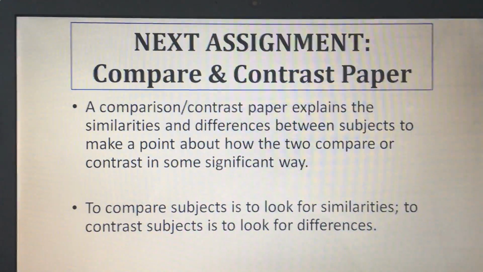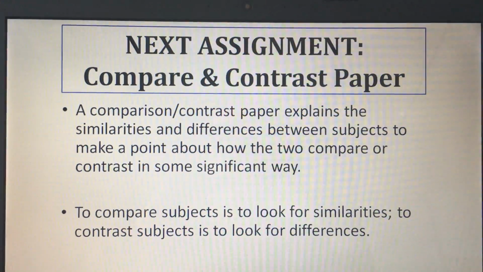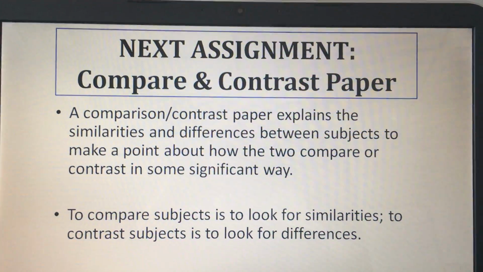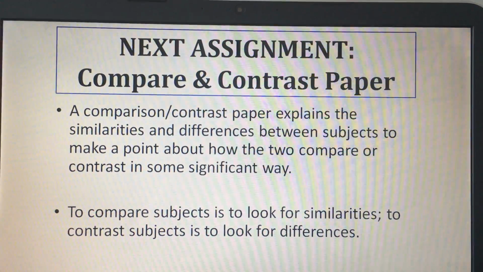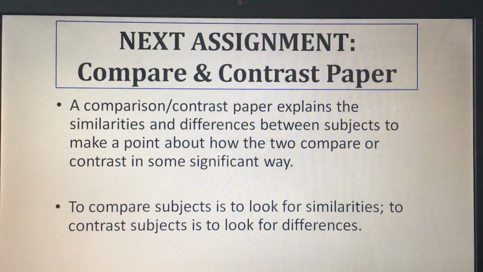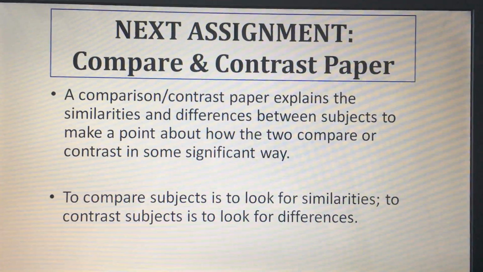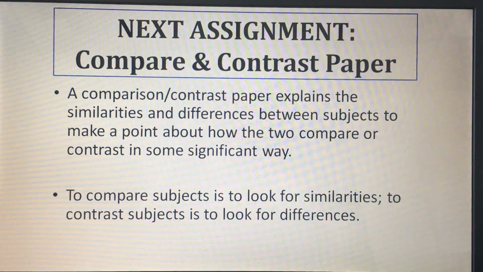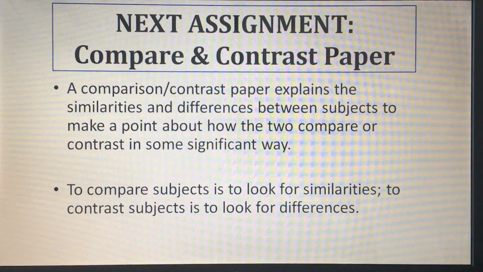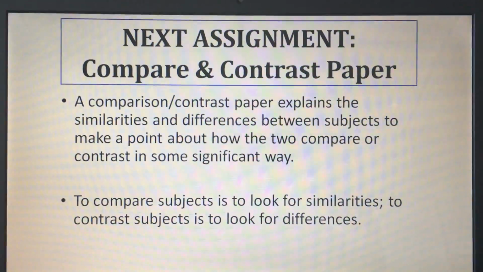To begin with the compare and contrast paper, essentially a compare and contrast paper is a comparison that explains the similarities and differences between subjects to make a point about how the two compare or contrast in some significant way. So essentially you're looking for that third value. 1 plus 2 equals 3. So what, given one and the other, what third meaning is created in the dialectic between comparing and contrasting two things?